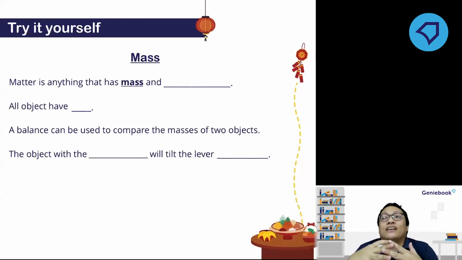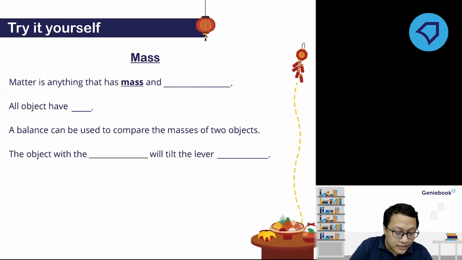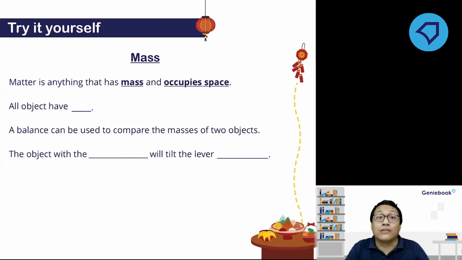If my answer is it has mass and it has volume, is it accepted? The first part, yes. It has mass, it is accepted. But if you mention it has volume, then it is not proper. The proper way to put the second one is that it occupies space. It is not about the volume, but about occupying space. Please remember this phrase.